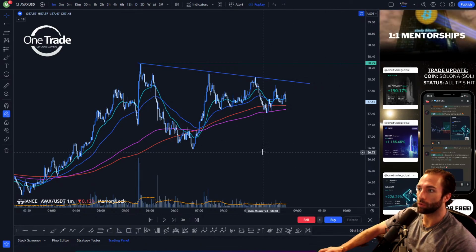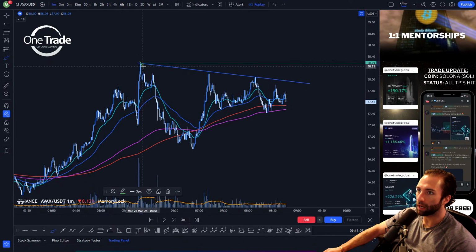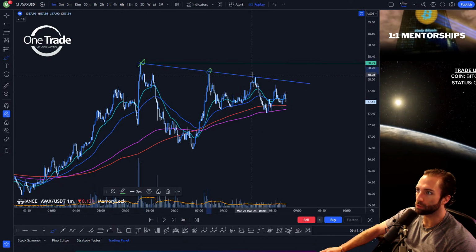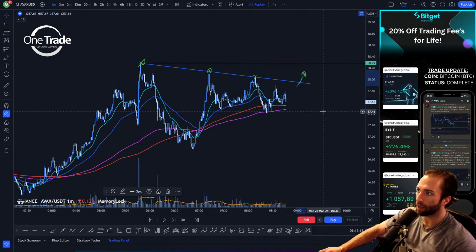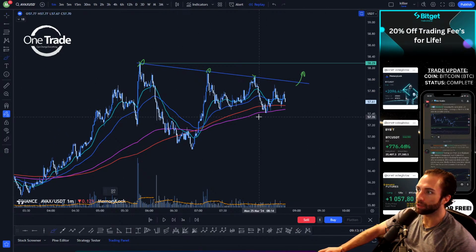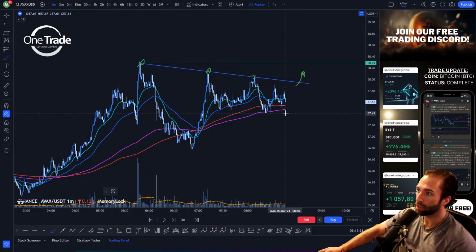Okay, so what do we have here? We have a triangle formation, right? We have 1, 2, 3 taps on this trend line. Typically we have a break on the 4th, and we can see that the 1 minute moving average is holding.